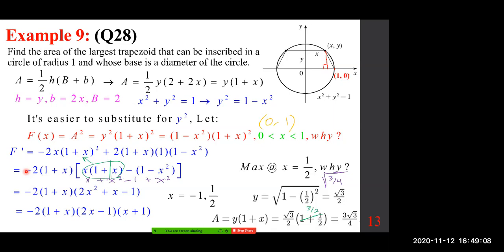So find the area of the largest trapezoid. Area is 3 square root of 3 over 4. Okay. So where does it occur? When, if you want to write the pair, x is 1/2, this is the pair, and y is square root of 3 over 2, this one. So that's the pair, that's the area. Hopefully everybody is happy.